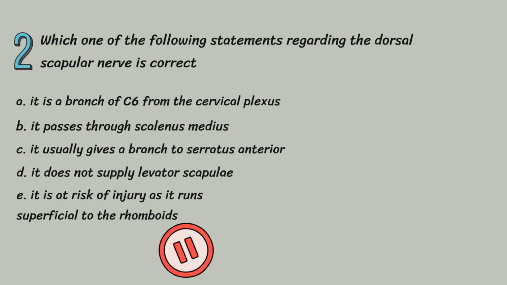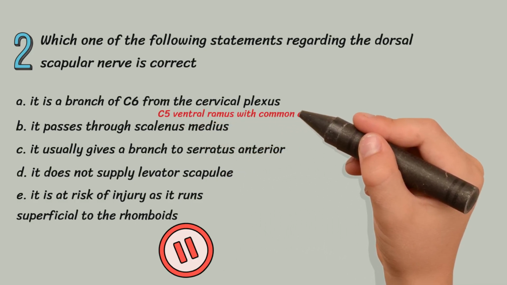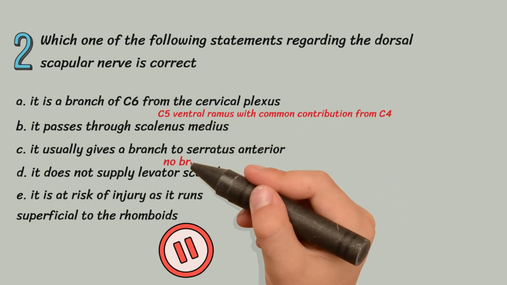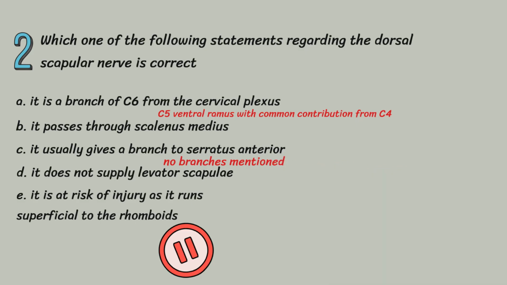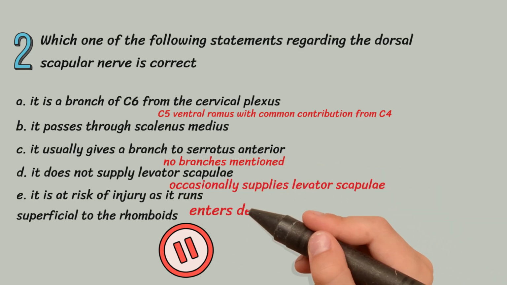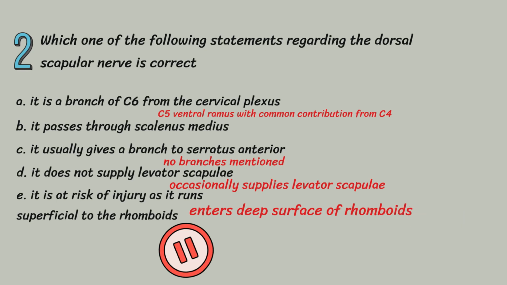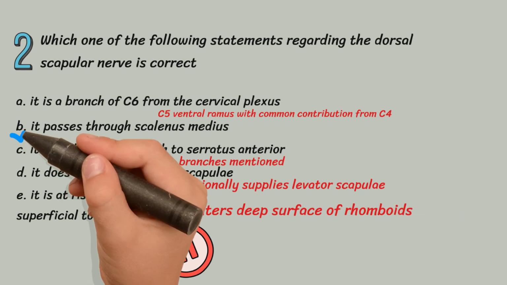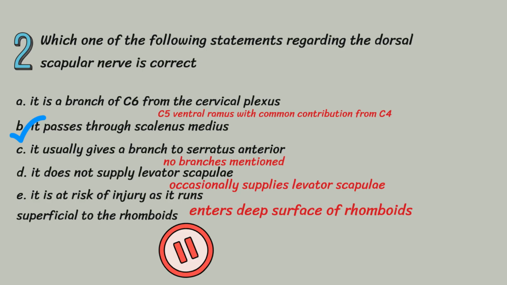Now, in C6, it's almost from C5 and sometimes contribution with C4. There's no branch to serratus anterior, and occasionally it supplies the levator scapulae rather. It enters deep, not superficial to the rhomboids, so it passes through the medial scalenus muscle, or scalenus medius muscle, is the correct answer here.